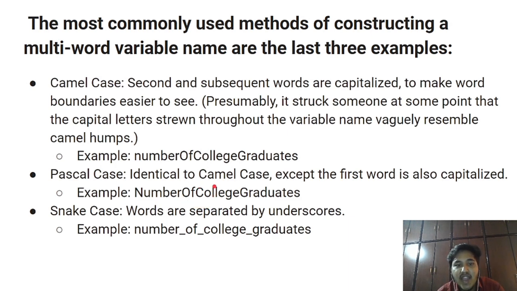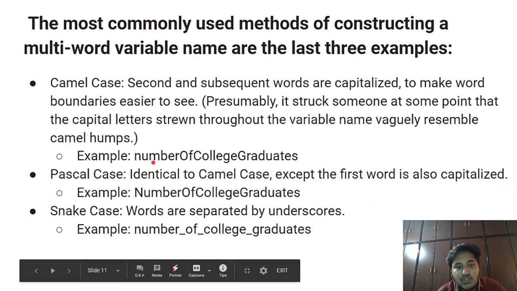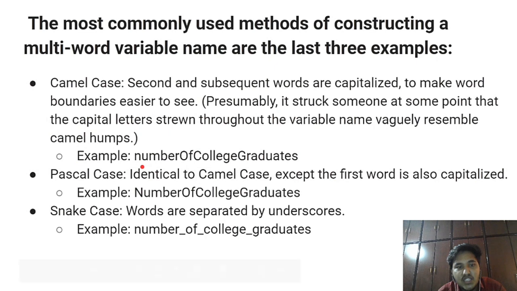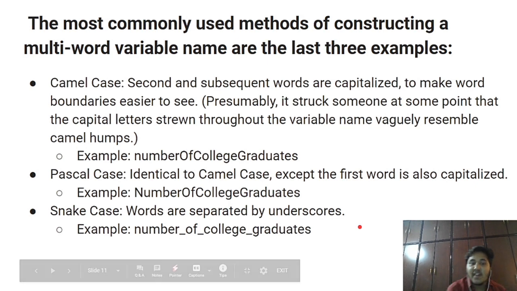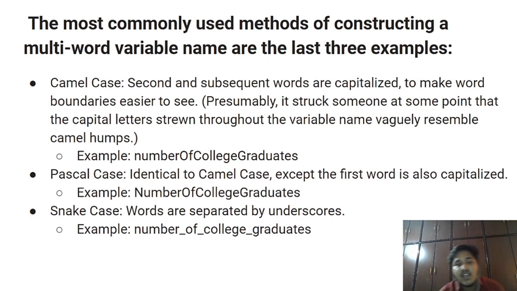What is Pascal case? It is identical to camel case, except the first word is also capitalized. In camel case the first letter is small, whereas in Pascal case the first letter is capital. We call that Pascal case. What is called snake case? The words are separated by an underscore symbol. If that is the case, we call that snake case.